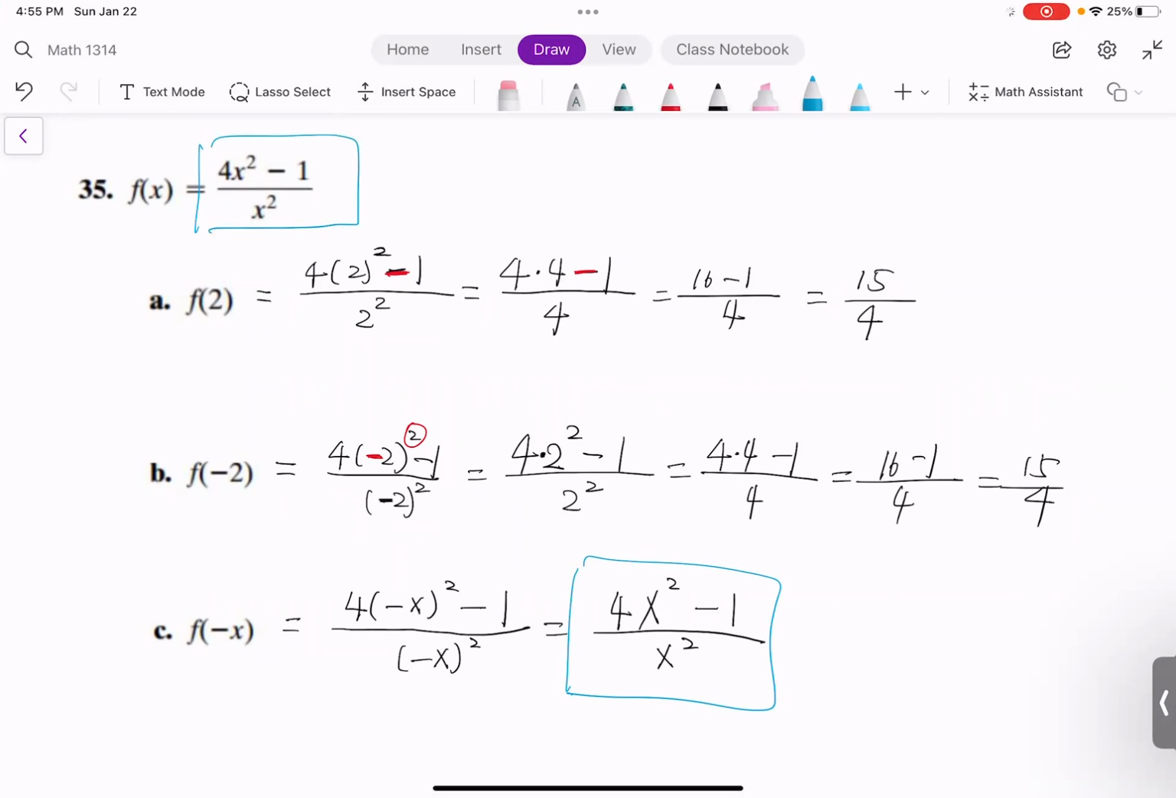For this kind of function, when I plug in the x or the negative x, I'm going to have the same expression. We call this an even function. We will learn this later in chapter 2, so don't worry now. I will not ask you whether this function is even or odd, but you can put this in your mind. Maybe later you'll meet the same question.